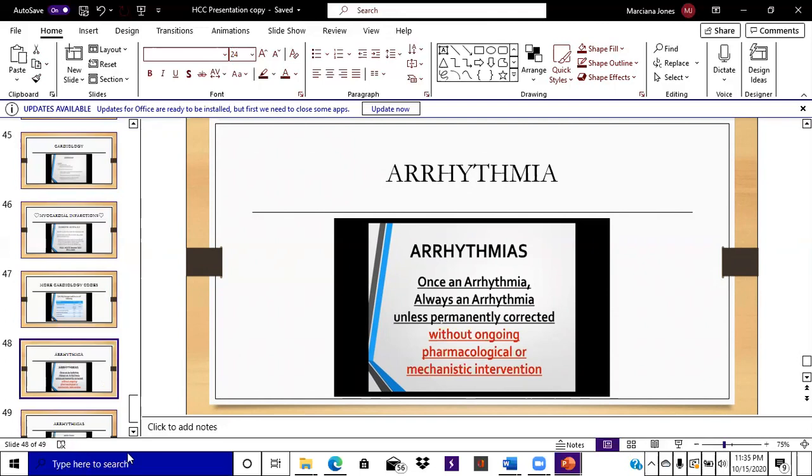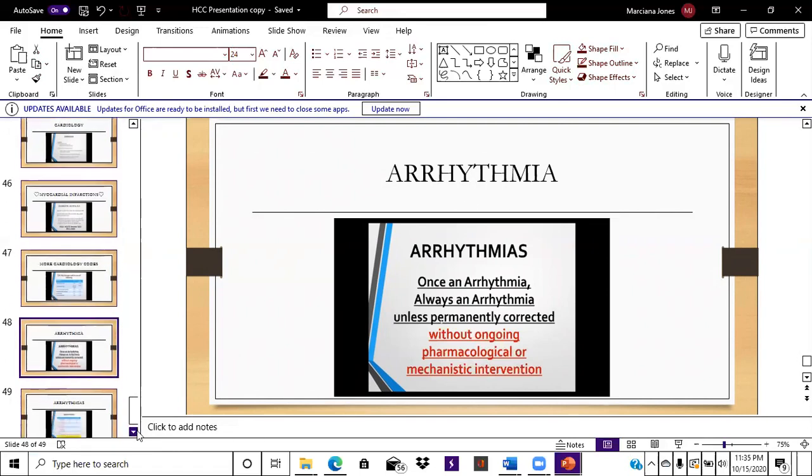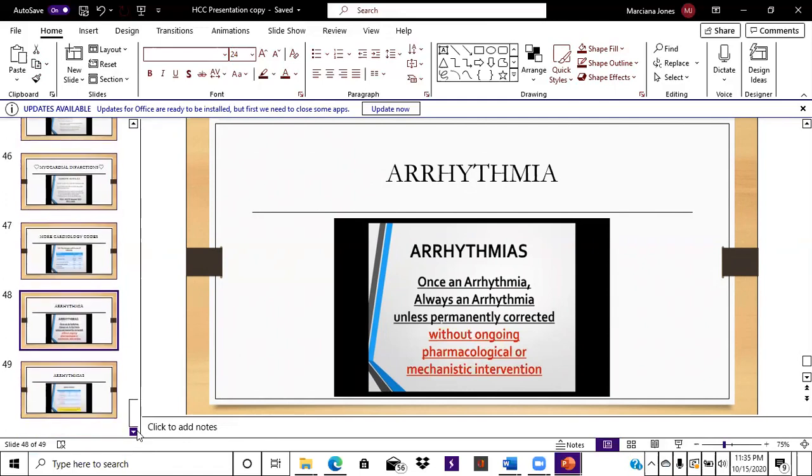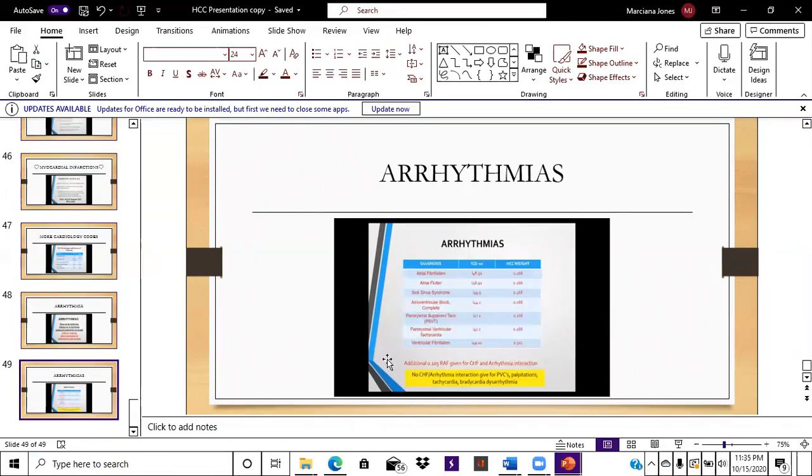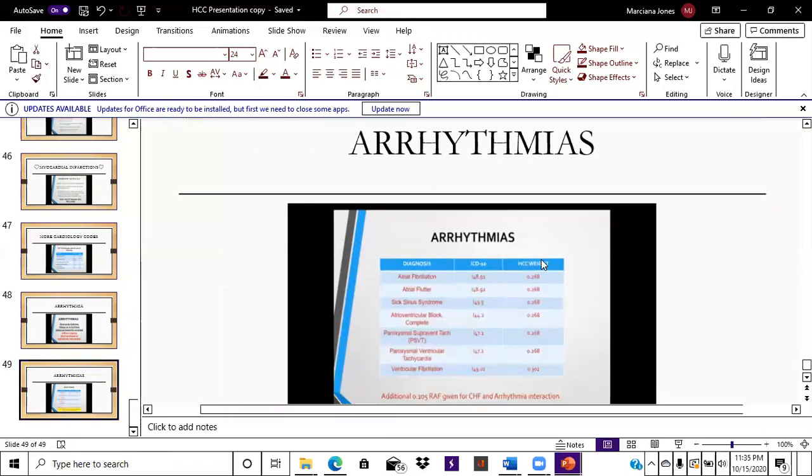Once an arrhythmia, always an arrhythmia, unless permanently corrected without ongoing treatment, as far as medicines or any kind of mechanical intervention like stents, grafts, or pacemakers. So once you have an arrhythmia, you're pretty much always going to have an arrhythmia. Let me blow this up for you. And this is the last slide: arrhythmia.